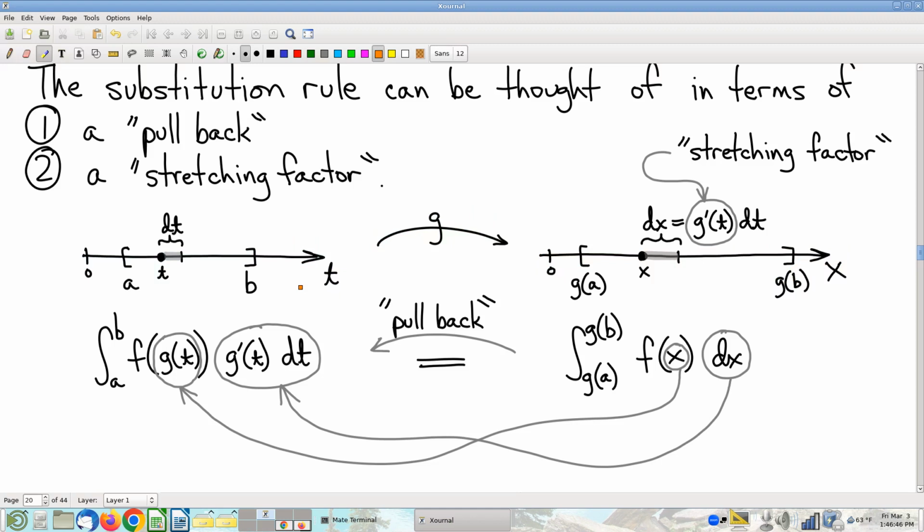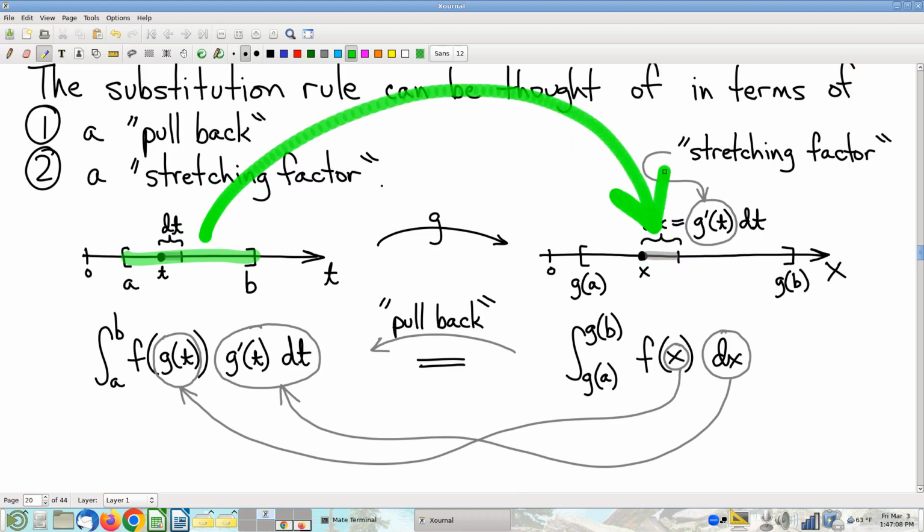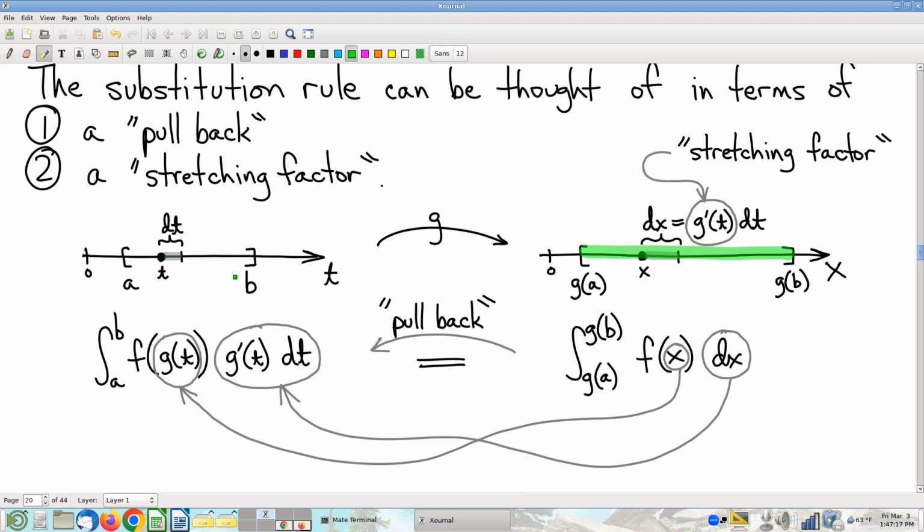And of course, when I say that this is what the substitution function does, points on the t-axis are taken over to points on the x-axis. Or similarly, and for morally the same reason, an interval on the t-axis, right? Every point in the interval, and therefore the interval itself, gets taken over to become a new interval on the x-axis. Okay, so there's that.